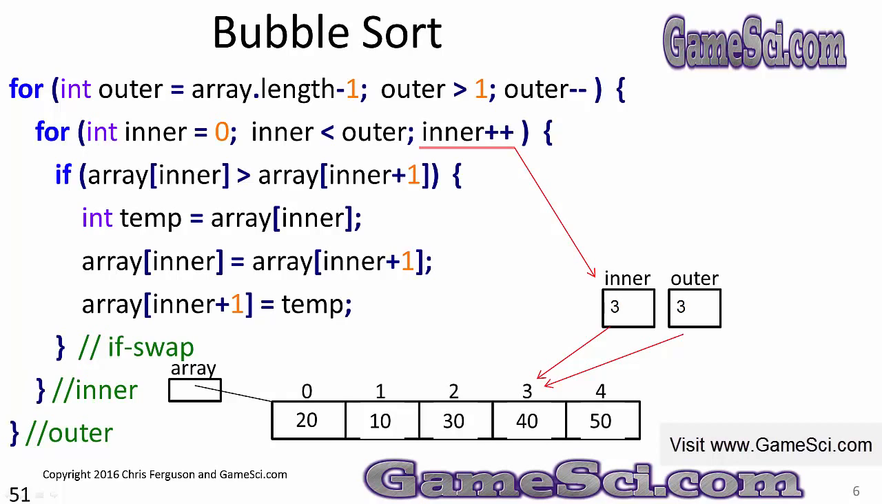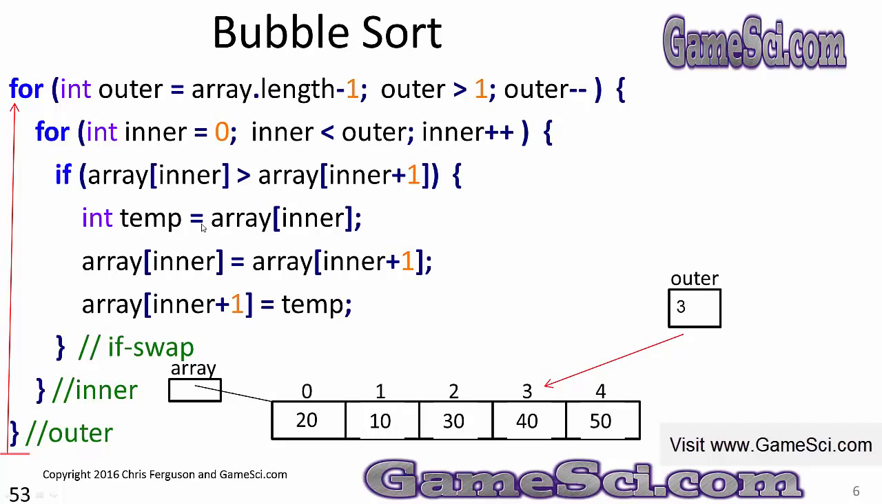Notice how inner and outer are pointing to the same position. 3 less than 3 is a false statement. We've now gone through this inner loop twice, and look what we have. We have the two largest numbers at the end of the array. We'll hit the end of the outer for loop and say spin back up on the outer for loop.